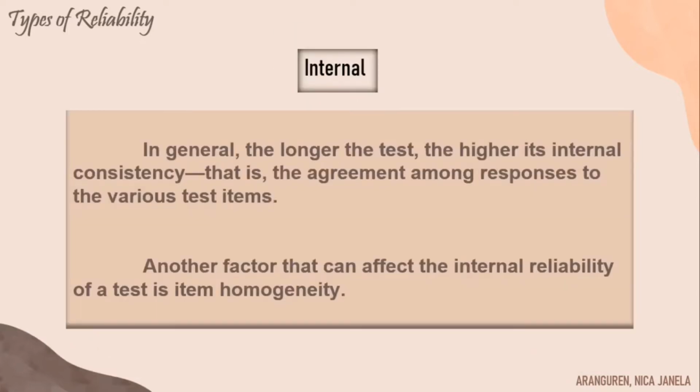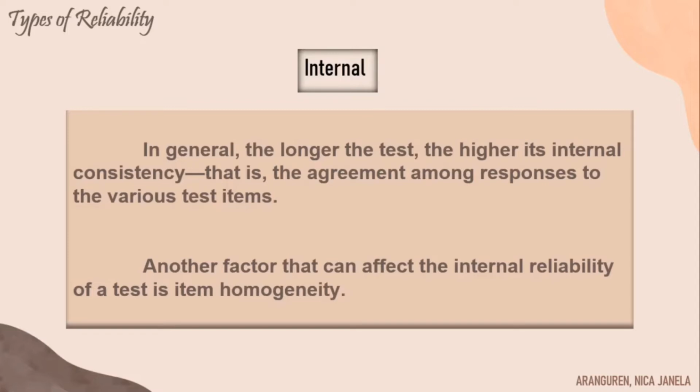Internal reliability. A third way to determine the reliability of a test or inventory is to look at the consistency with which an applicant responds to items measuring a similar dimension or construct. Example, personality, ability, area of knowledge. The extent to which similar items are answered in similar ways is referred to as internal consistency and measures item stability. So in general, the longer the test, the higher its internal consistency. That is, the agreement among responses to the various test items.